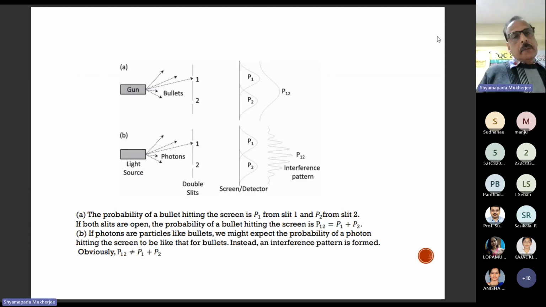Next, you see this experiment is actually an interference experiment, the Young double slit experiment, which you have famously studied in your +2. In the upper part, in figure A, bullets are coming out through hole 1 and hole 2. The probability of bullets passing through hole 1 is P1, and through hole 2 is P2. Then they strike the screen where the probability is P1 plus P2.